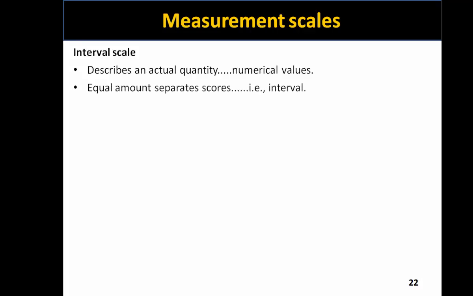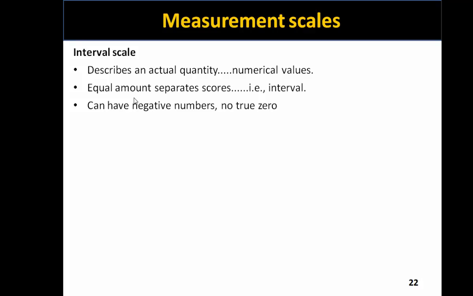The third and fourth measurement scales, which we'll define on this slide here, are the interval and the ratio scale. Starting with the interval scale, it actually describes a quantity, a magnitude, how much exists of what it is we're measuring here. So we're starting to apply numerical values. There's an equal amount that separates each score, so there are key intervals between each score.